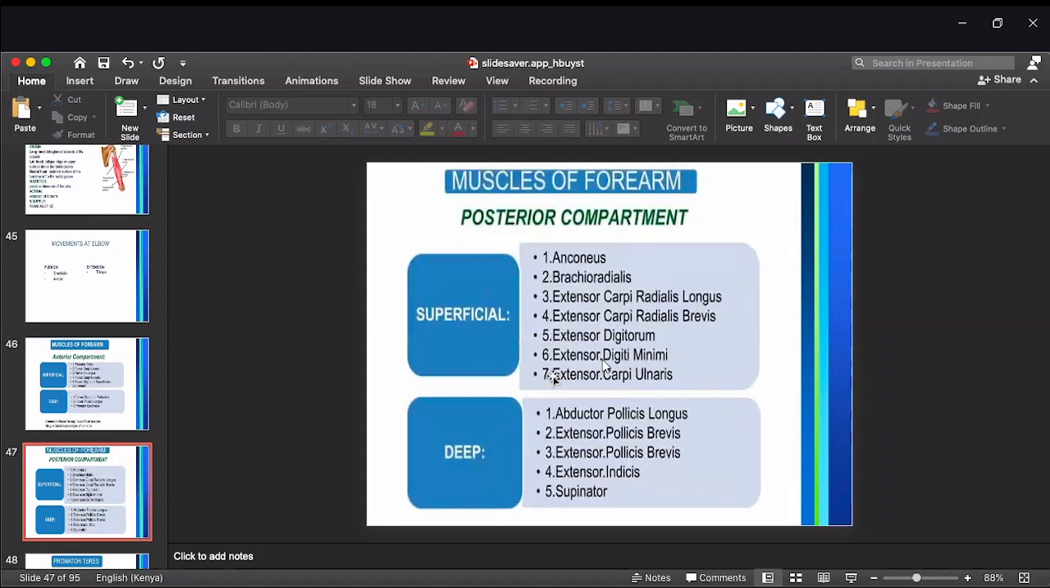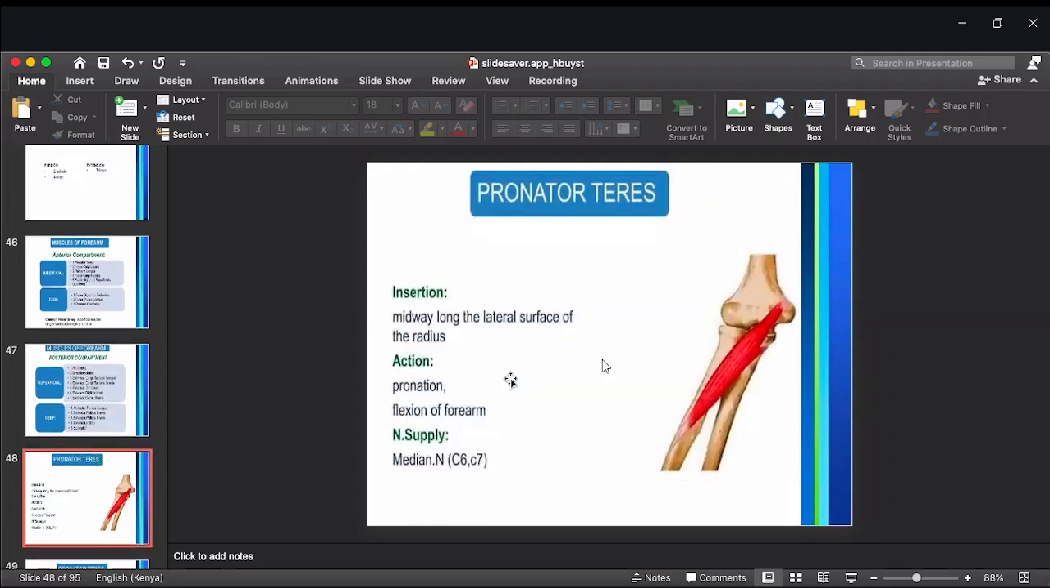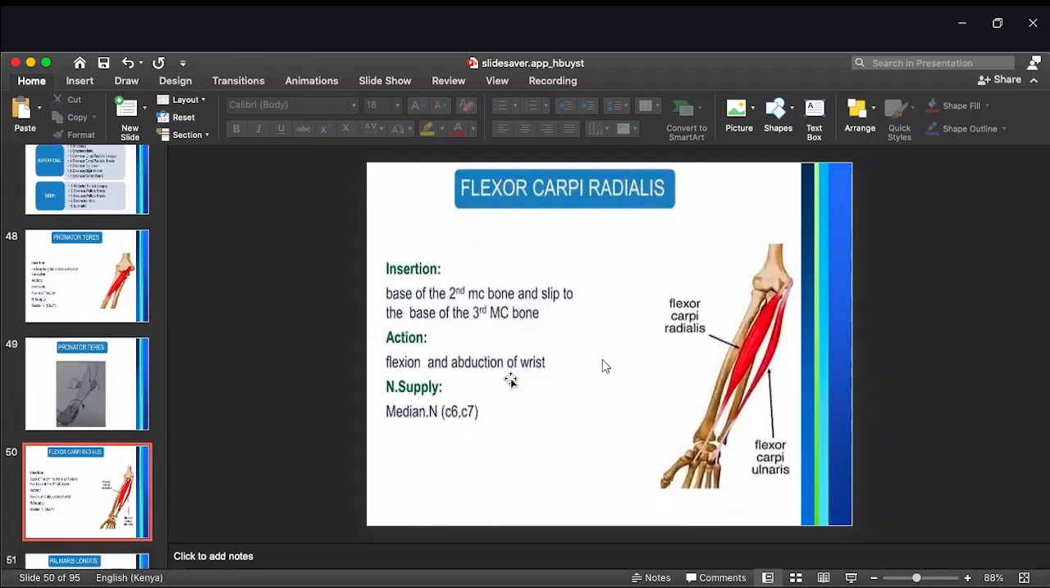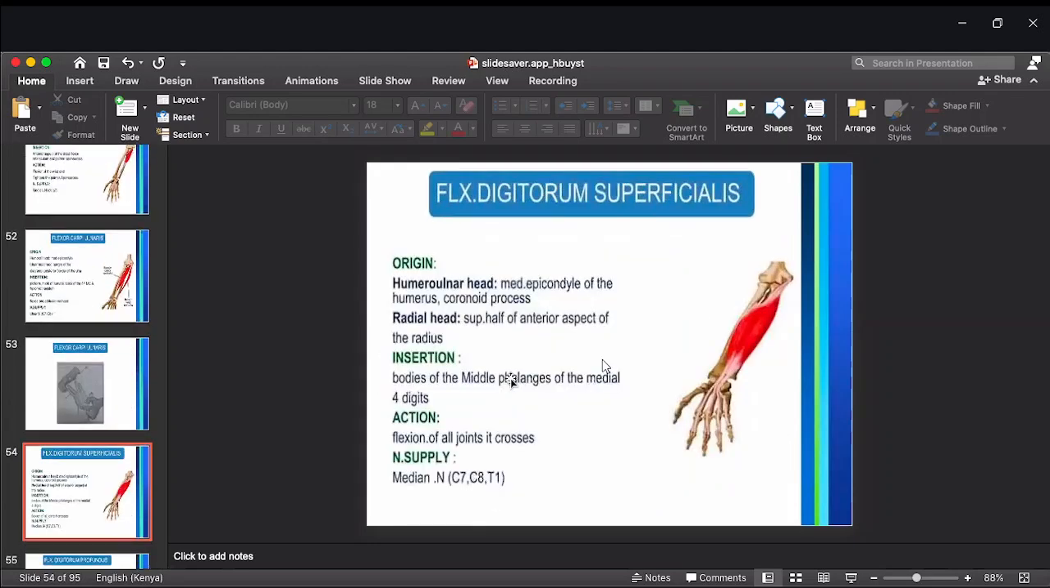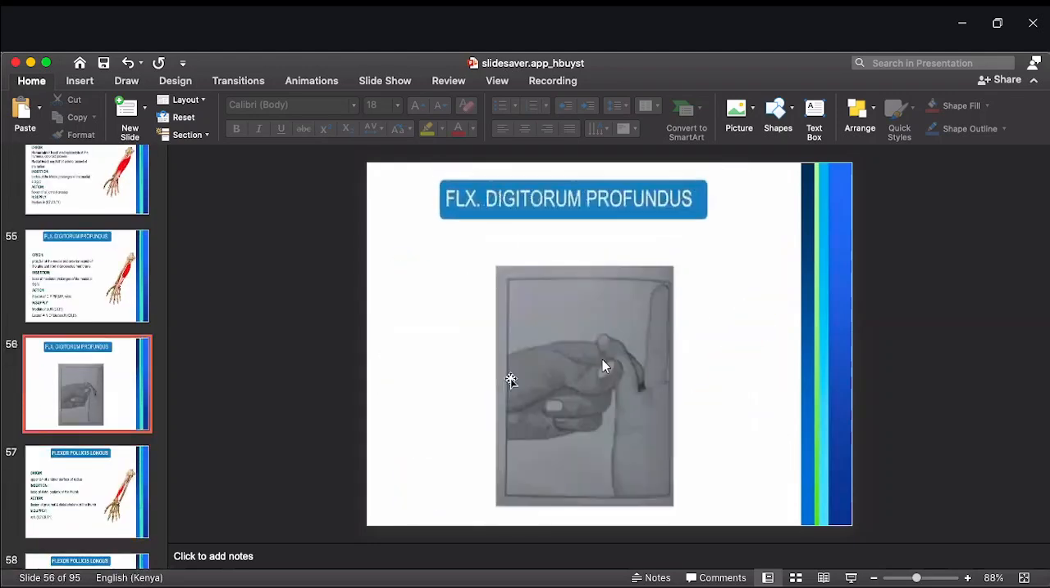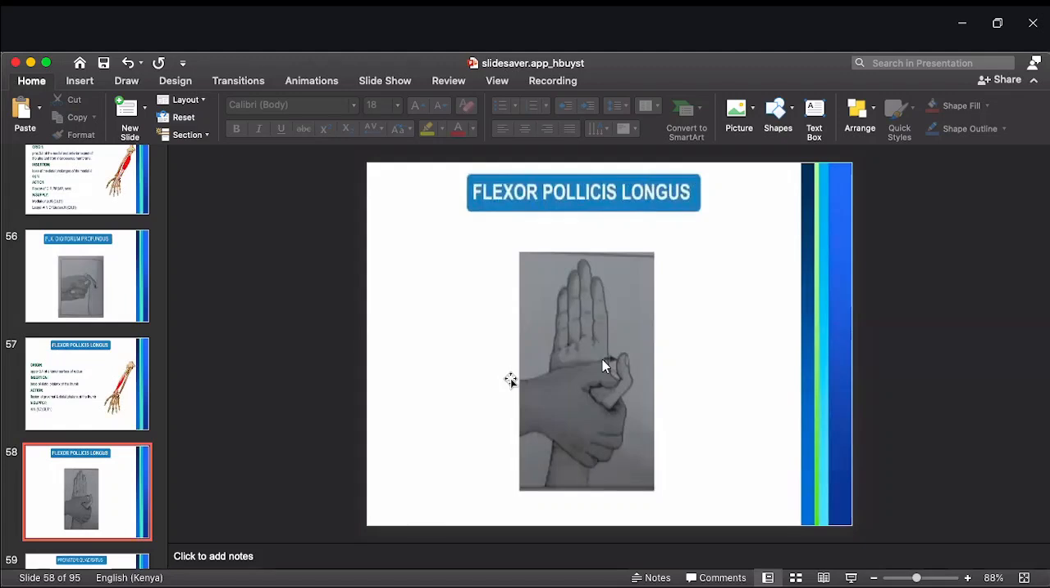You can see the posterior compartment also has a superficial and deep group. Know what is found in the superficial, and what is found in the deep group. We will not belabor you with the origin and insertion of the superficial and deep compartments, but you can just read. Good to know at your level.